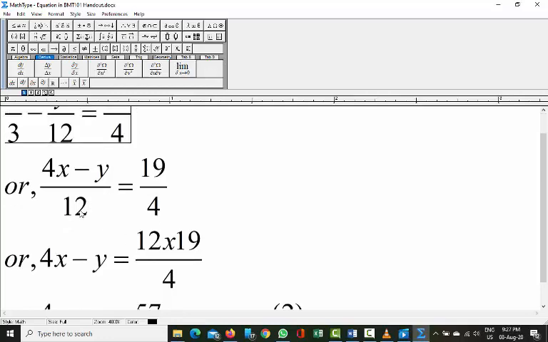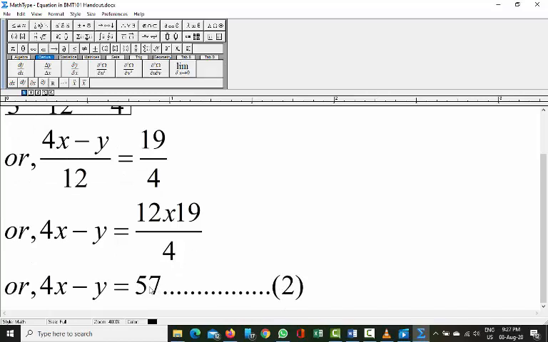So this 12 will get multiplied by this 19 under the cross multiplication rule, and then for this 12 and 4, if you apply the process of cancellation, here we will have 3. So 3 multiplied by 19, we will have 57. So 4x minus y is equal to 57.